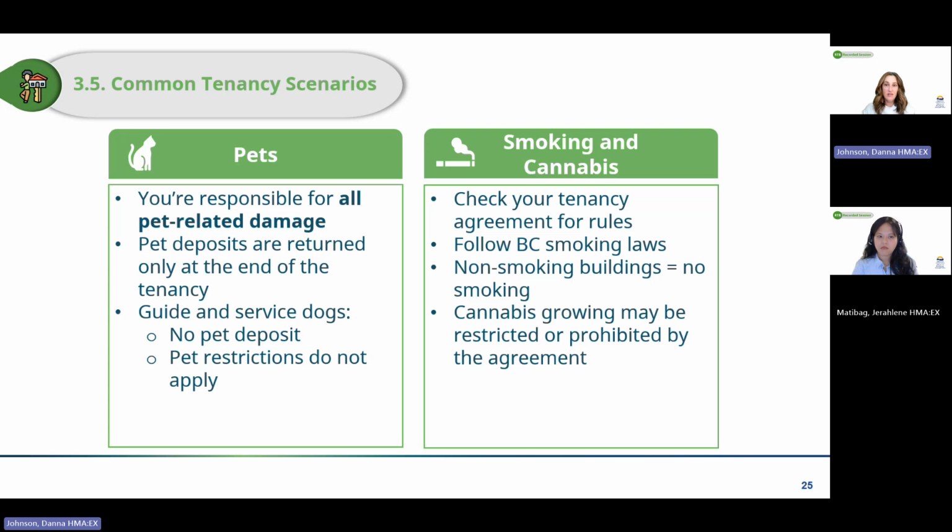Guide and service dogs are treated differently. They don't require a pet deposit, and landlords can't apply pet restrictions to them. For smoking and cannabis, always check your tenancy agreements. Some buildings are completely non-smoking, and you're expected to follow those rules. While it's legal to grow non-medical cannabis in BC, landlords can and often do include restrictions. The tenancy agreement should clearly state whether you're allowed to smoke and where, and whether or not you're allowed to grow cannabis.